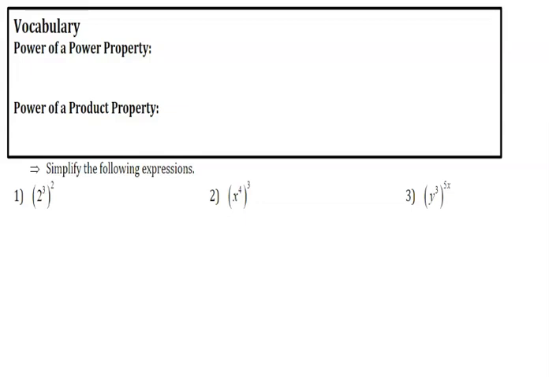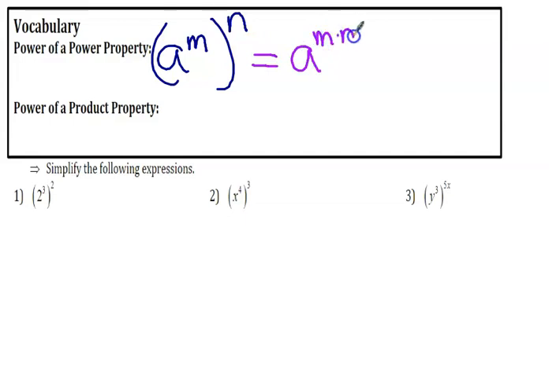Get this paper ready. All right, power of a power. So this is a to the m, to the n power. So (a^m)^n. Let me give an example of that. That answer would be a^(m times n), or a^(mn). Okay? So let's give an example so then you can understand what this means.